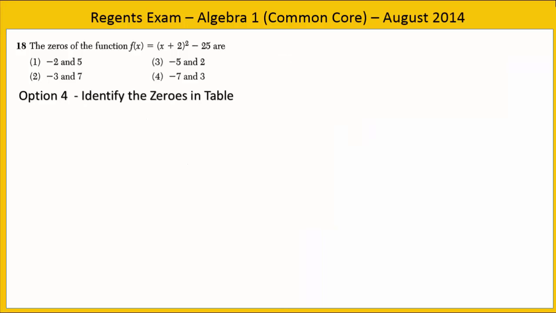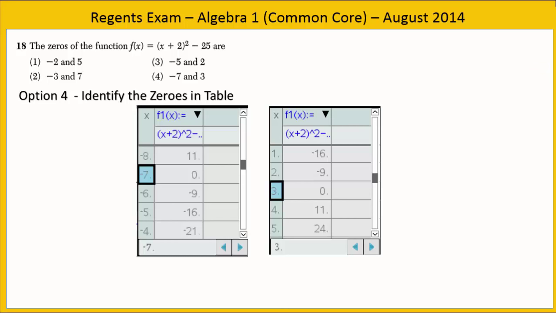One last option I have is to identify the zeros in a table. Graph the function and pull up the table of values on your graphing calculator. Look for where the output is 0. At -7, we have an output of 0. And when x is 3, we also have an output of 0. That means that the zeros of the function are at x equals -7 and x equals 3.